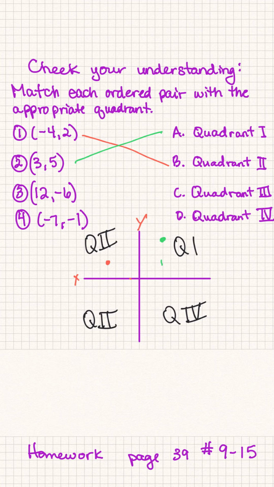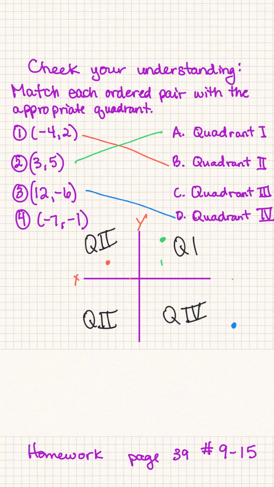Number 3, we have 12. 1, 2, 3, 4, 5, 6, 7, 8, 9, 10, 11, 12. It's about here. And then down 6. 1, 2, 3, 4, 5, 6. That is going to be quadrant 4. So if the Y is negative but the X is positive, quadrant 4.